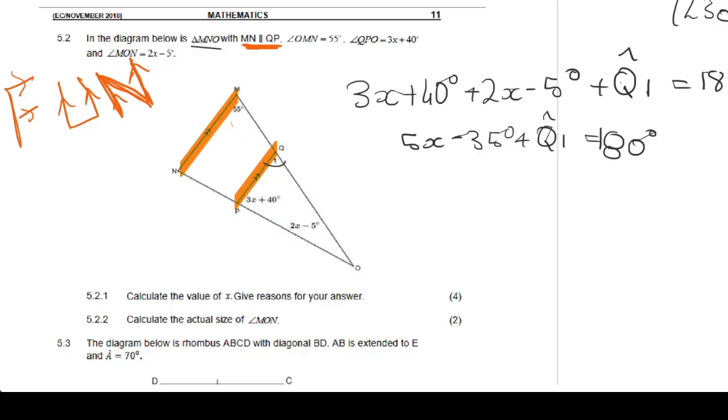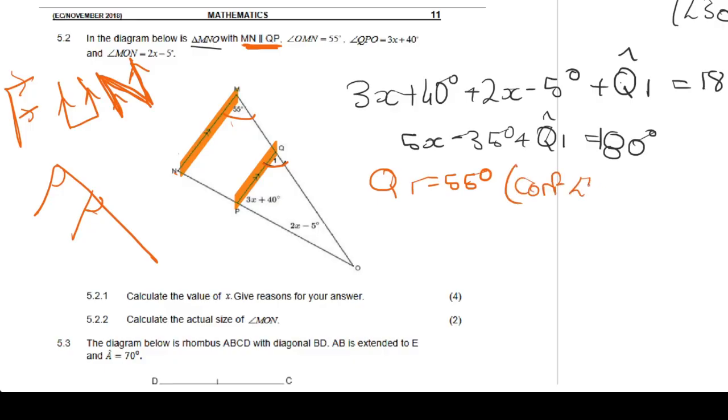Let's try N. There's no way we can make a Z, right? No. Let's try F. We can make an F if we put it like this, and this, right? Which is this here. So Q1 is equal to 55 degrees. Why? Because corresponding angles are equal, where we are using MN is parallel to QP, right?